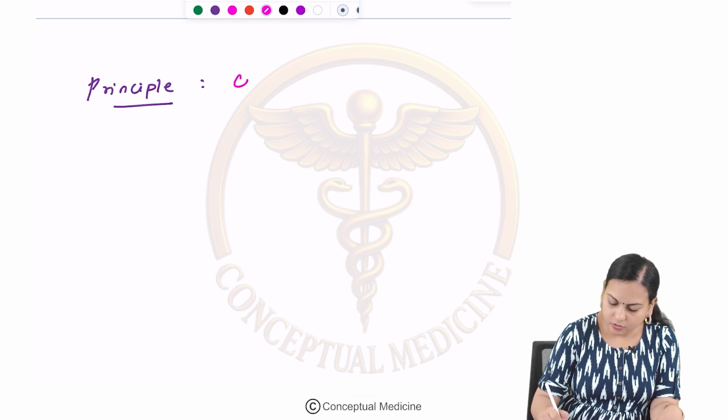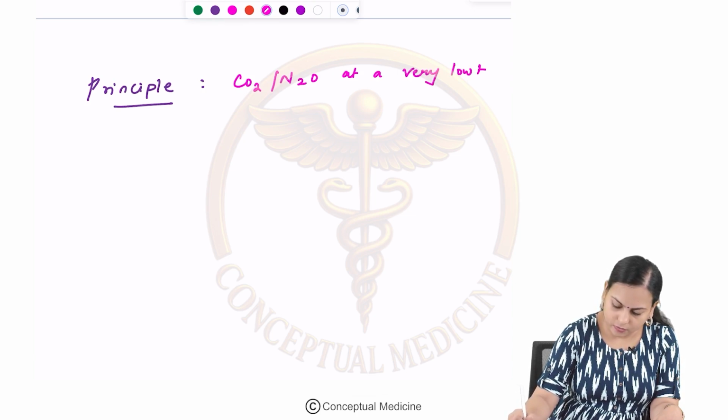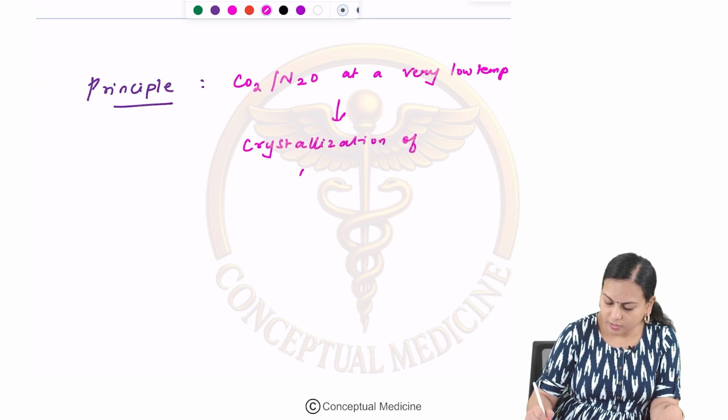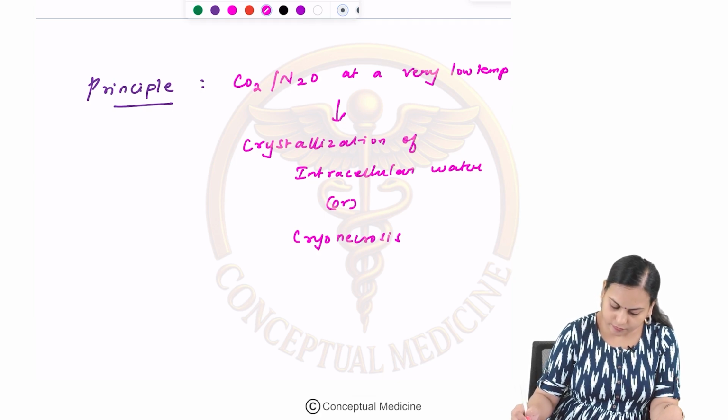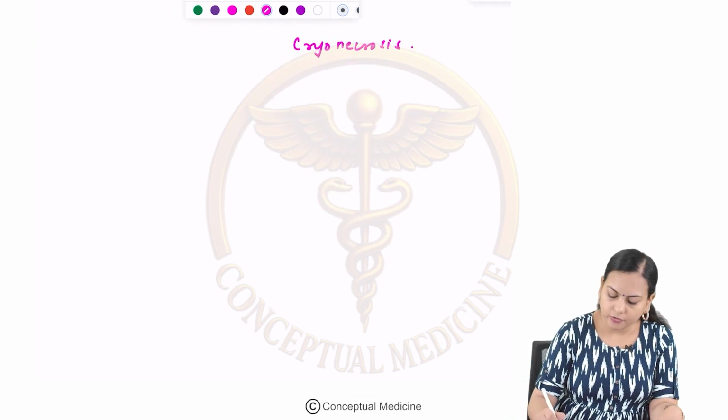We use carbon dioxide or nitrous oxide at a very low temperature, and this will lead to crystallization of intracellular water, or it can result in cryonecrosis. So, how will you do this?